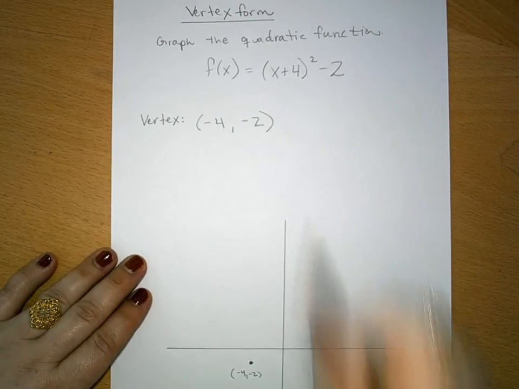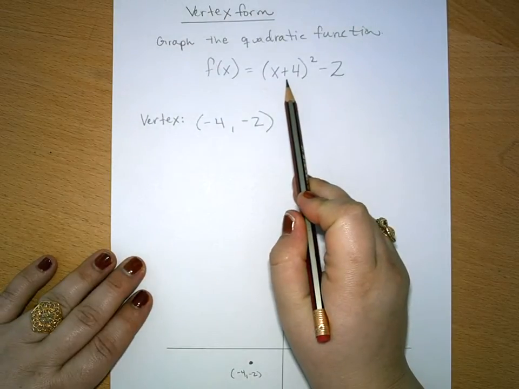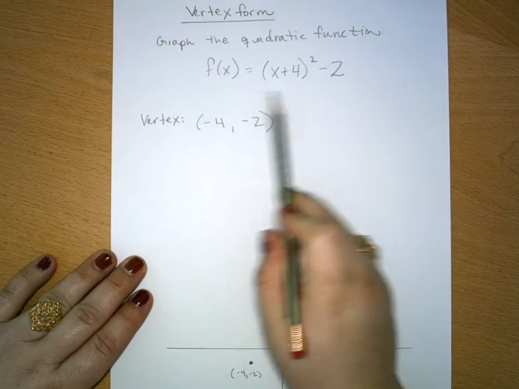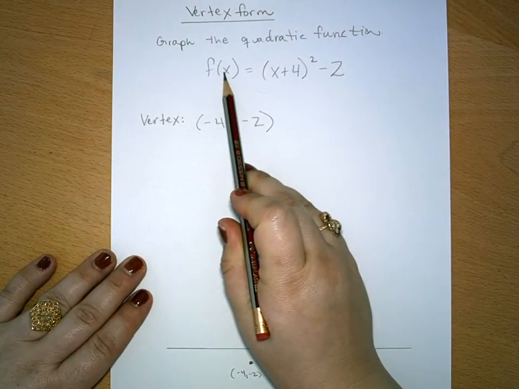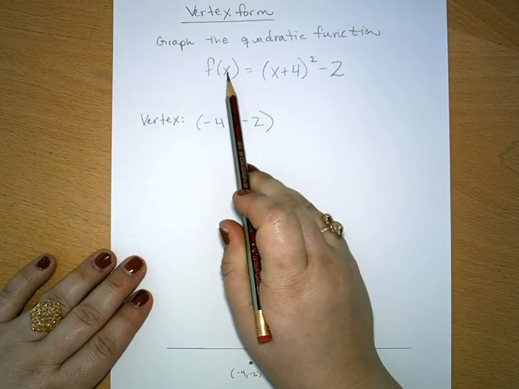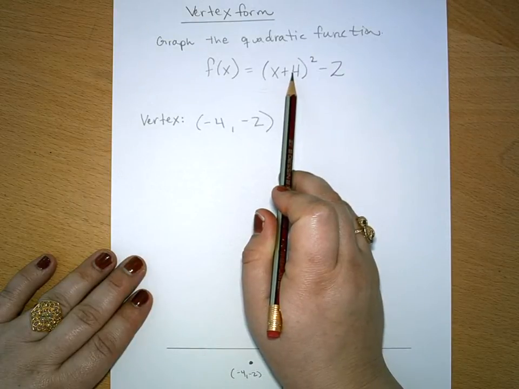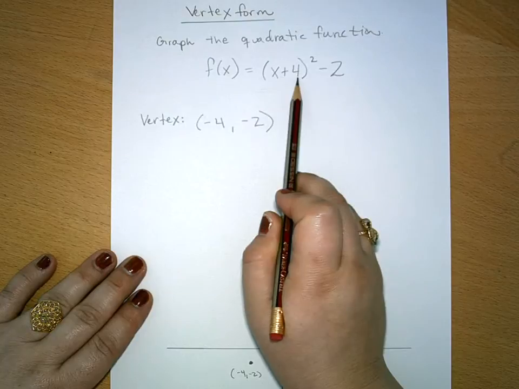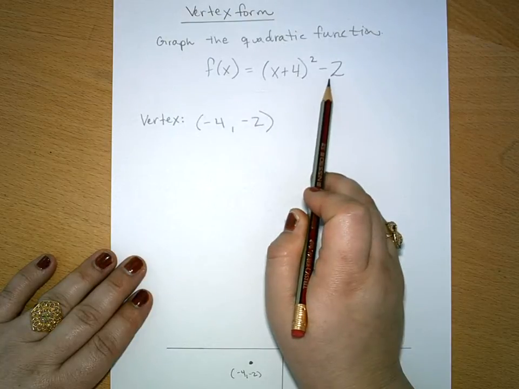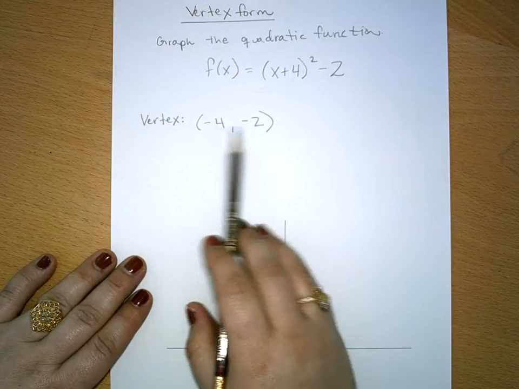Whenever a quadratic is written in vertex form, automatically you can know what the vertex is. If we were to graph this and compare it to the graph of y equals x squared, then we would see that the vertex of this one, compared to the vertex of 0, 0, would have a shift of 4 units to the left and 2 units down compared to 0, 0. That's the vertex, -4, -2.